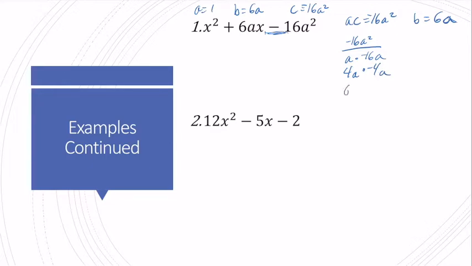What about if I have 8a times negative 2a? If I have 8a times negative 2a, their product's negative 16a squared. Awesome. And if I take the sum, 8a plus a negative 2a gives me 6a. So I can pull apart this middle term and rewrite it using these two factors. So I have x squared plus 8ax minus 2ax minus 16a squared.